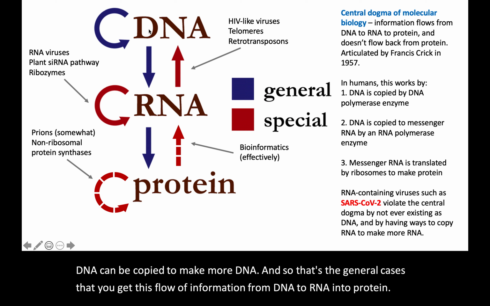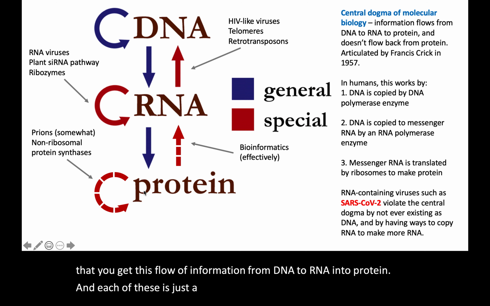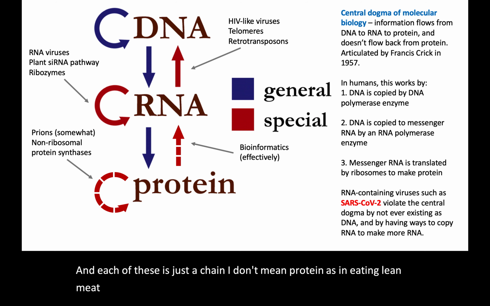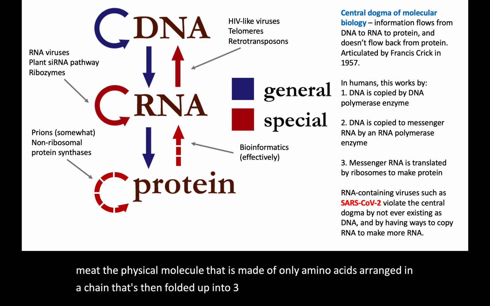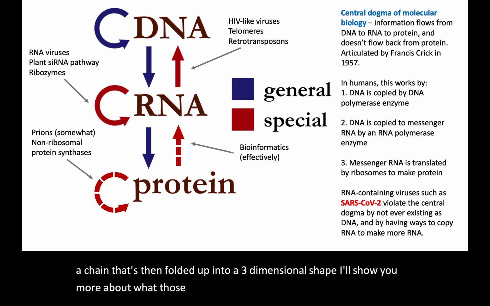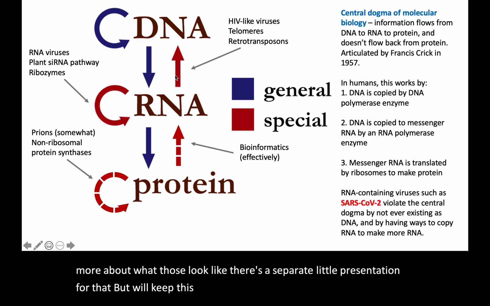And each of these is just a chain. I don't mean protein as in eating lean meat. I mean the physical molecule that's made of only amino acids, arranged in a chain that's then folded up into a three-dimensional shape. I'll show you more about what those look like. There's a separate little presentation for that. But we'll keep this simple. So this is the central dogma, is that this is the way information flows.